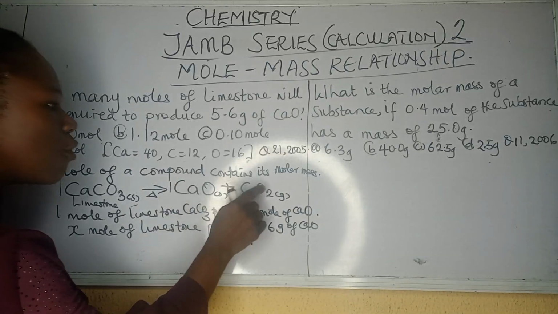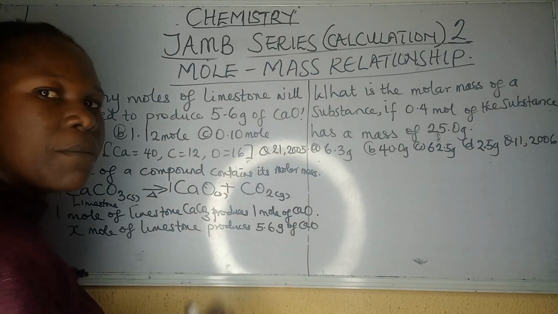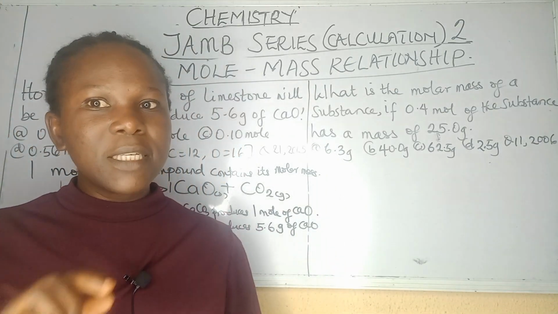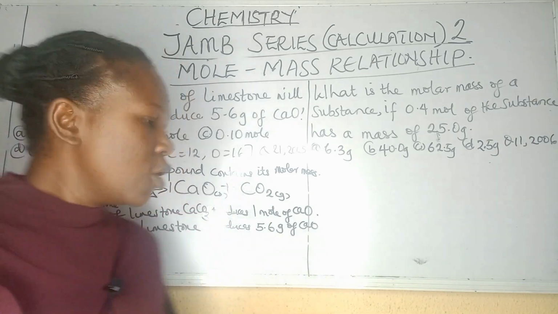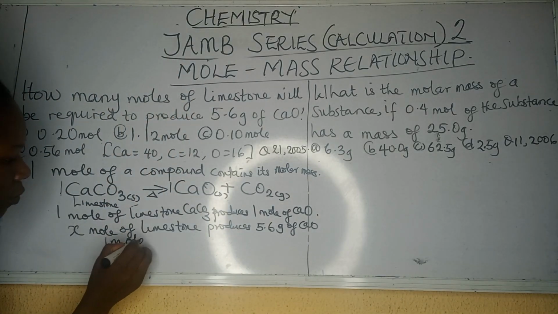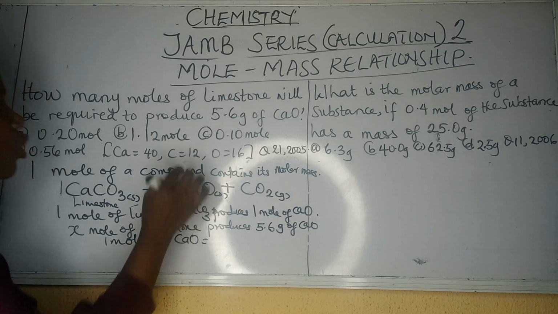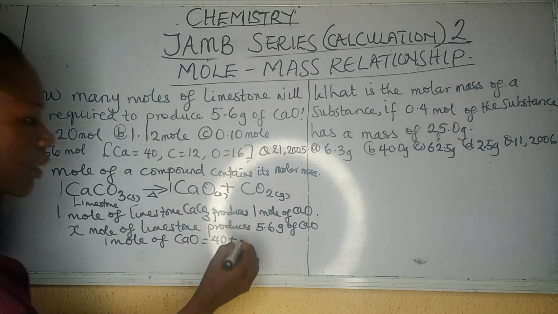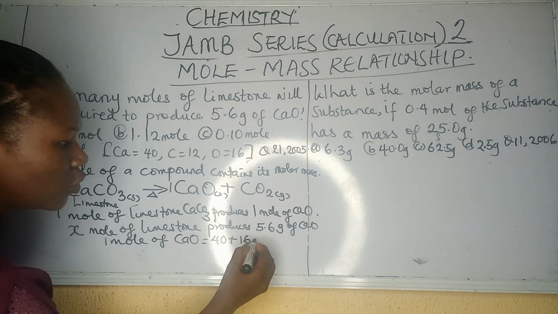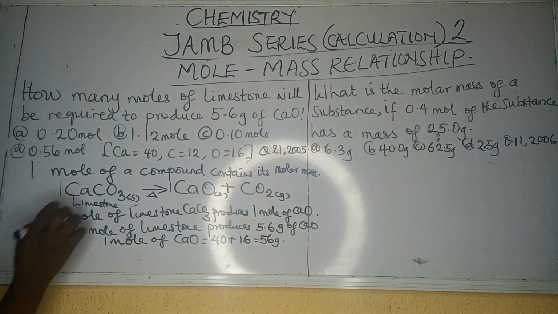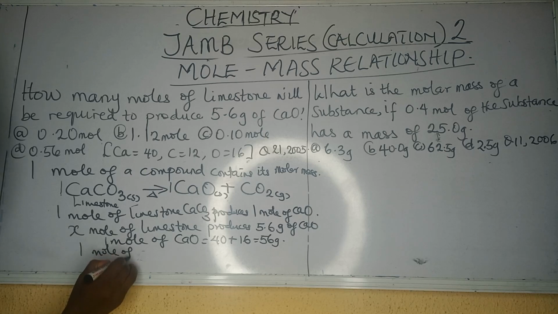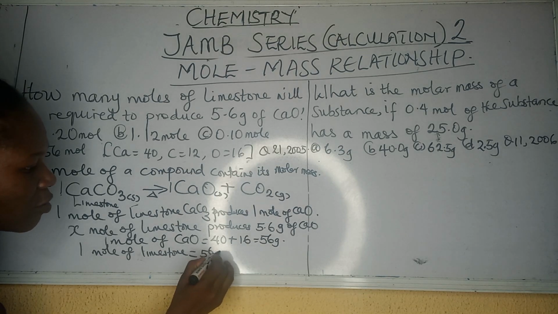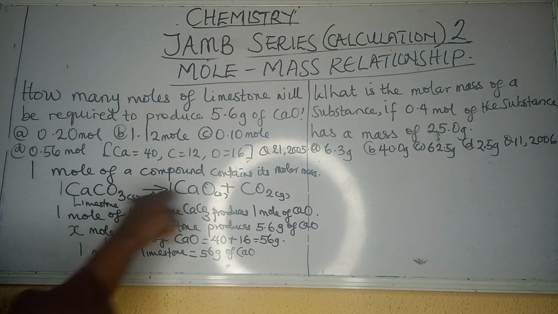So 1 mole of any compound, this is 1 mole of calcium oxide, is its molar mass. That is, we are going to calculate the molar mass of calcium oxide. So if you have 2 moles of calcium oxide, that is the molar mass multiplied by 2. So let's calculate 1 mole of calcium oxide. Calcium is given as 40. Oxygen is given as 16. And we have just 1 atom each. So we have 56 gram, meaning that 1 mole of limestone produces 56 gram of calcium oxide from the equation of reaction.